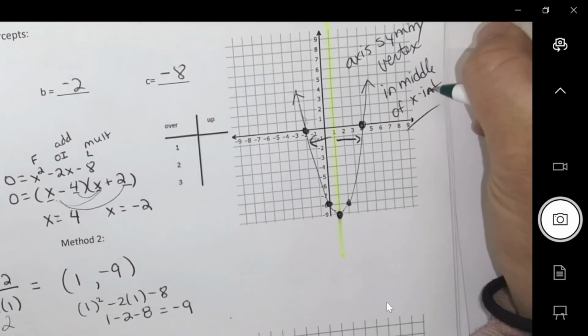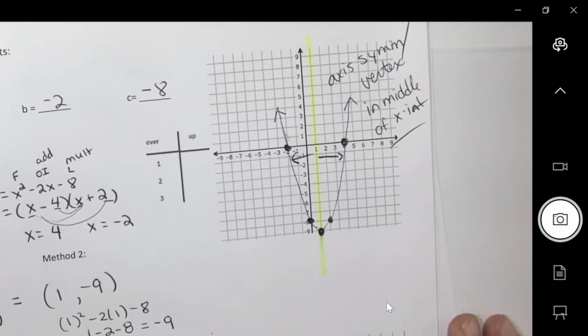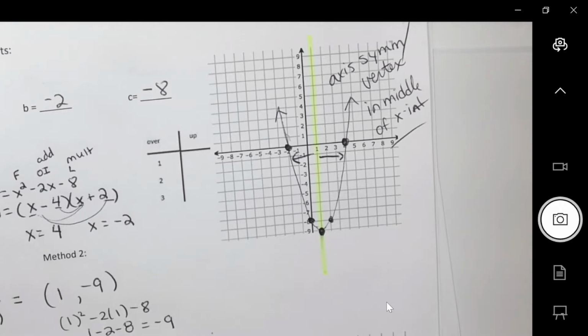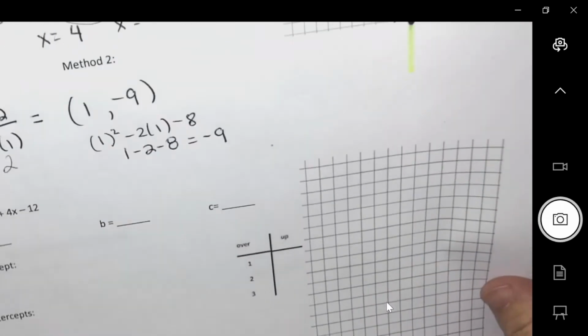So it depends on what my question might be in that situation. You might be asked a few questions. I might give you the axis of symmetry and you have to figure out where the x-intercept is, or I might give you 2 x-intercepts and you figure out where the axis is. But that's the pattern. Okay, let's try one more of those then.